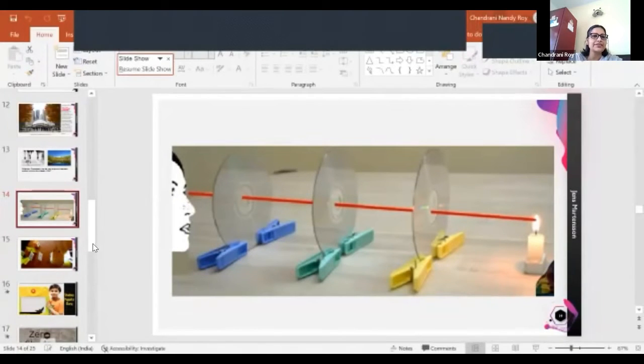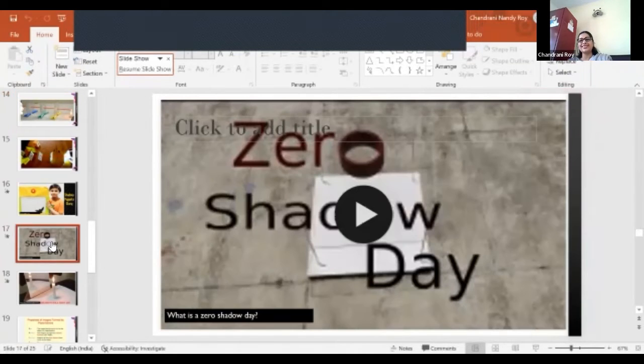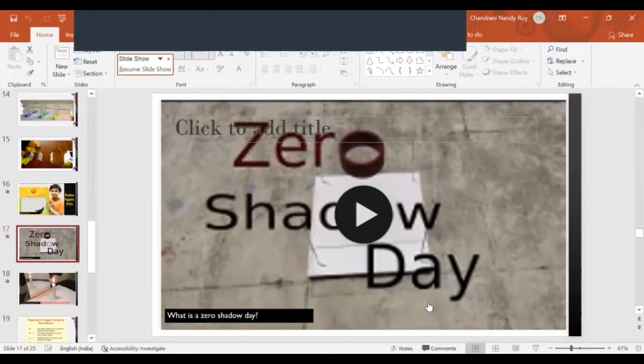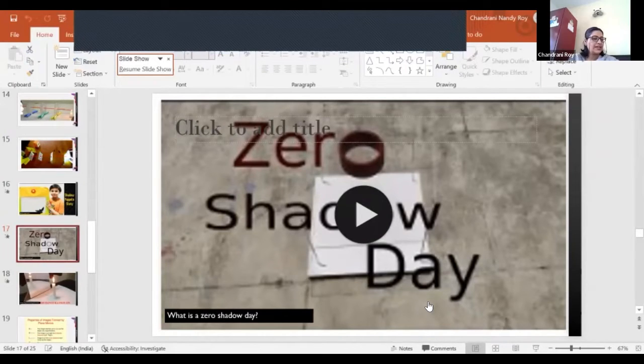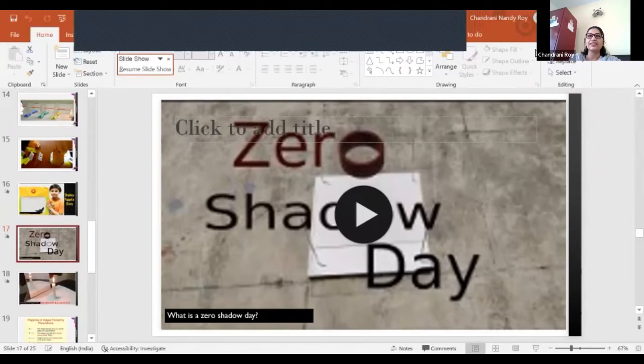And then teachers, when we are talking of shadows, we can tell our children about a concept which is the zero shadow day. We recently had a zero shadow day in the previous month. Are you aware of the zero shadow day, teachers? Yes, ma'am. There is no shadow formation. Yes. The sun will come in a straight line. Yes. Am I right? Yes, you are right, ma'am.